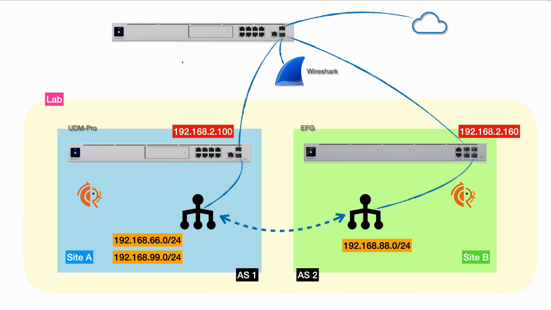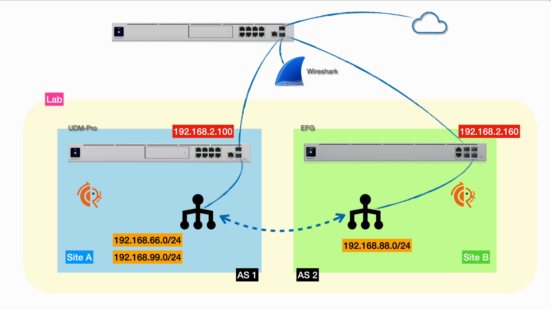This is my lab environment. I have a UniFi gateway which is connected to internet. Behind this gateway, I run a lab environment. I'm going to simulate 2 autonomous systems, and for each AS, I only have 1 gateway. Just to simplify this video, I'm going to use UDM Pro in AS1, EFG in AS2, and then I'm going to use BGP to establish connections between the VLANs from AS1 and AS2. Just to understand the communications between the 2 autonomous systems, I'm going to run Wireshark to capture the packets.